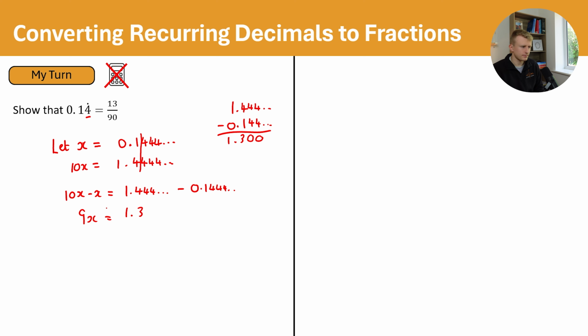And then I can divide both sides by 90 to solve for x. x is equal to 13/90. And my last line is just to remember what I said x was. I let x be equal to 0.14 recurring above. So what that means is 0.1 with the 4 digit recurring is equal to 13 over 90.